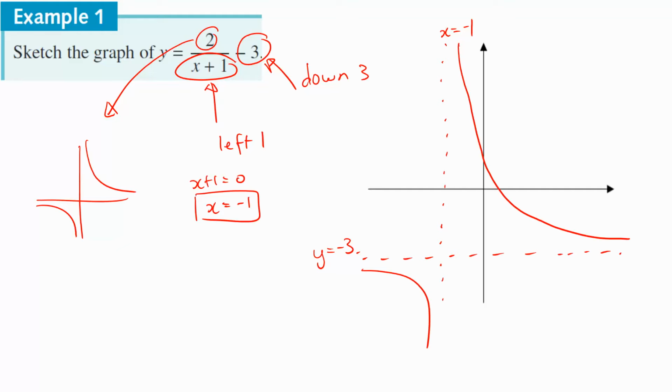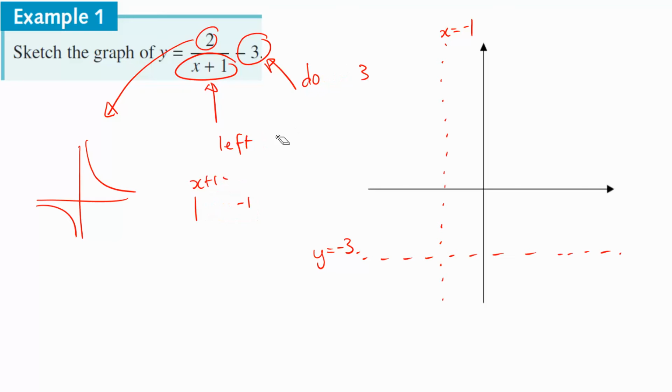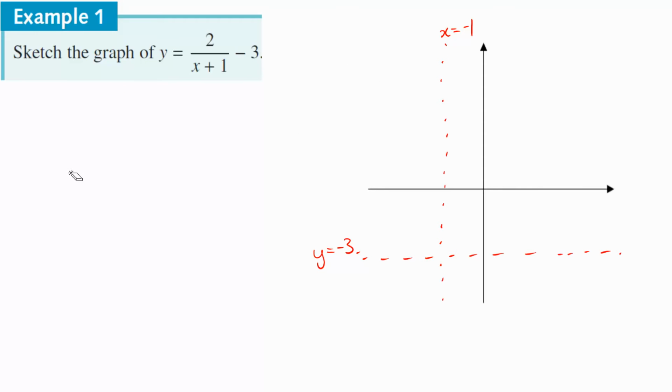Now let's go back to year 9 maths. How do you find the y-intercept again? Felix, what do you do? Good. So I'm going to rub this off here. We're going to find the y-intercept by letting x equal to 0. So here we go. Copy this down. Find y-intercept, let x equal to 0.